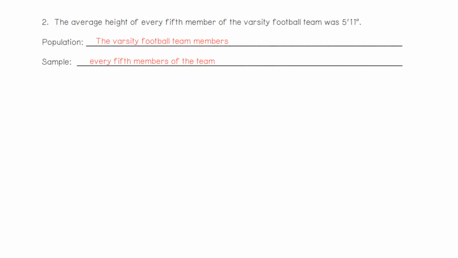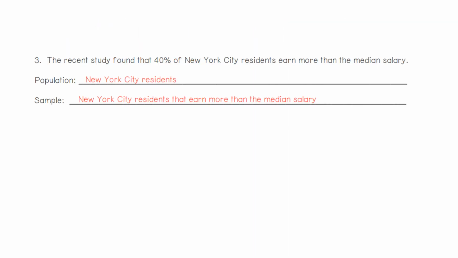Number 2, the height of every 5th member of the varsity football team was 5'11". The population is the varsity football team members, or you might just have the varsity football team. The sample is every 5th member on the team. Number 3, a recent study found that 40% of New York City residents earned more than the median salary. The population is the New York City residents. That is the large group. The sample, which is a subgroup, would be the New York City residents that earned more than the median salary.